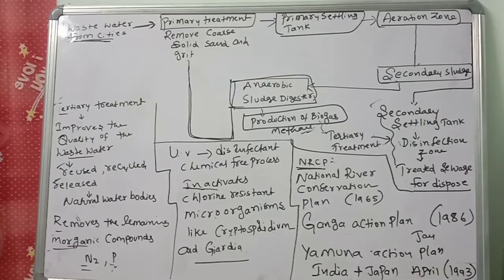What is NRCP? The National River Conservation Plan, enforced by the government to conserve water bodies. What is the NRCP plan? Collecting the sewage and river water and sending it to treatment plants, arranging more sewage treatment plants, and avoiding defecation in the river.